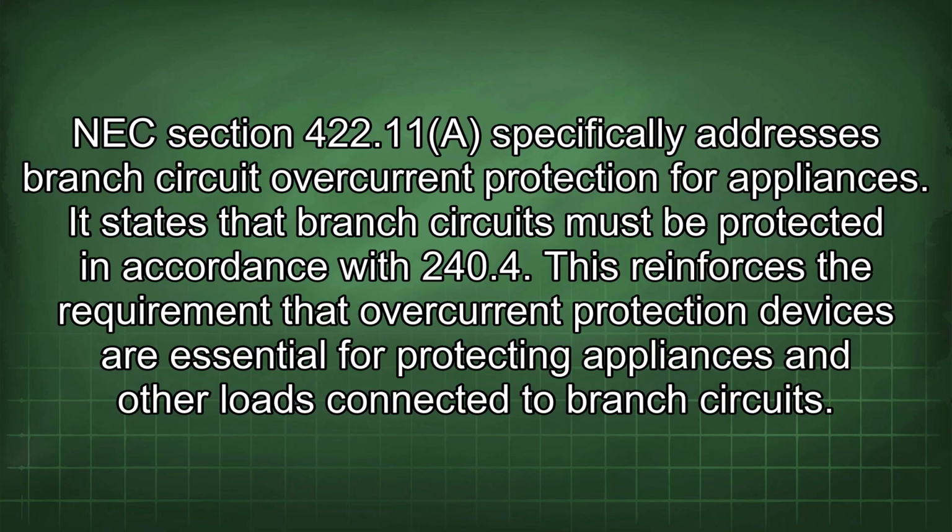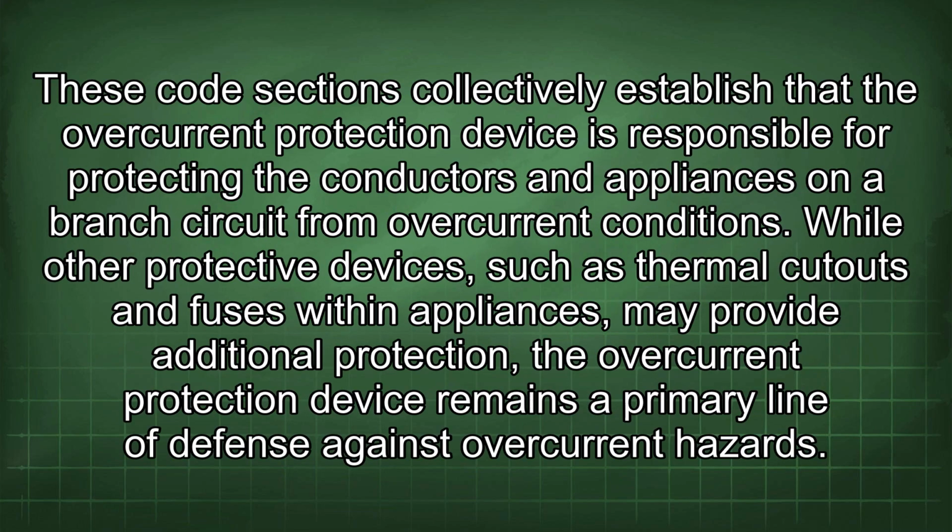NEC Section 422.11 specifically addresses branch circuit overcurrent protection for appliances. It states that branch circuits must be protected in accordance with 240.4. This reinforces the requirement that overcurrent protection devices are essential for protecting appliances and other loads connected to branch circuits. These code sections collectively establish that the overcurrent protection device is responsible for protecting the conductors and appliances on a branch circuit from overcurrent conditions. While other protective devices, such as thermal cutouts and fuses within appliances, may provide additional protection, the overcurrent protection device remains a primary line of defense against overcurrent hazards.